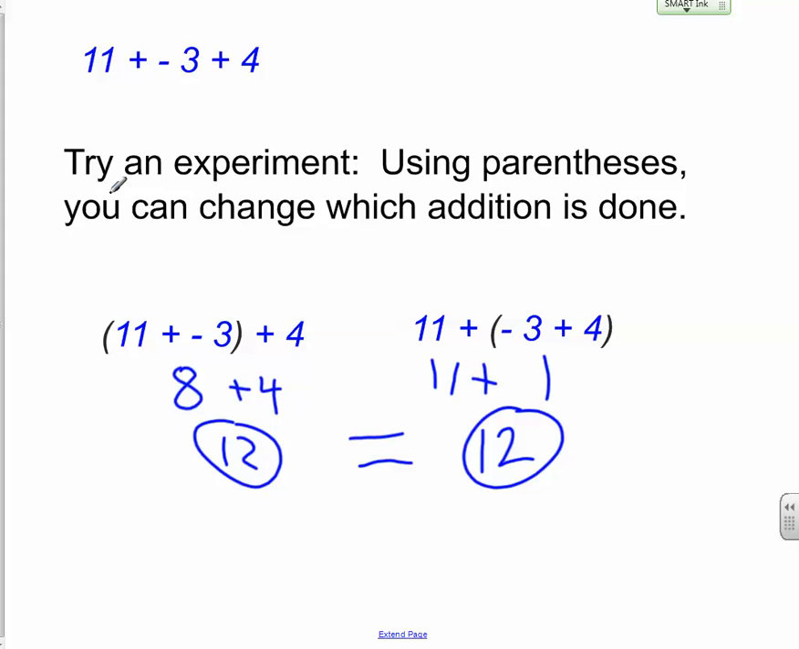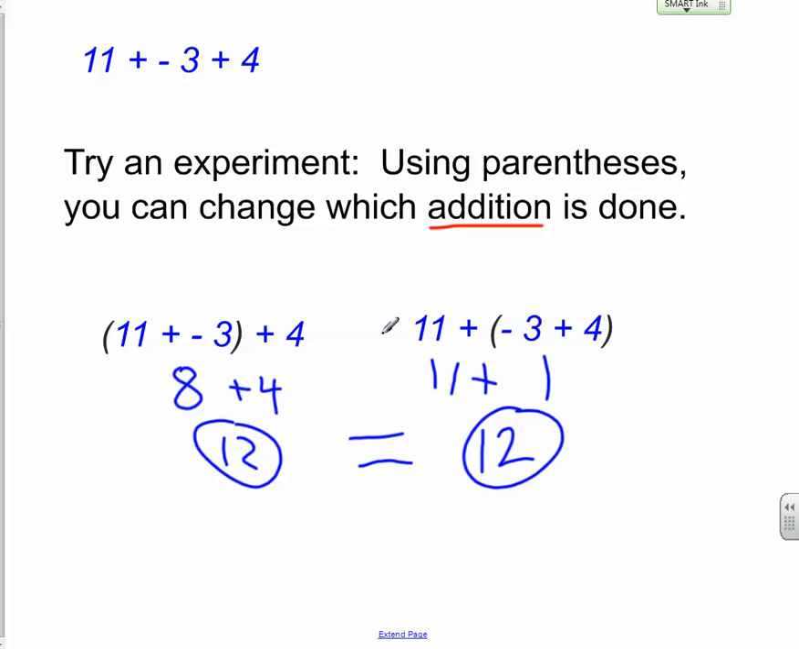Well, we tried an experiment. We used some parentheses, and we can change the order in which the addition is done. And what we're looking for is, does the order matter? Well, this is a little different from the commutative property because we're actually putting in brackets. So I'm going to associate my 11 with my negative 3 first, and then add 4, and we put brackets or parentheses to show I want you to do that first. And then in my second example, I'm going to associate my negative 3 with 4 first, get that answer, and then add 11. And what we wanted to see was, do you get the same answer?